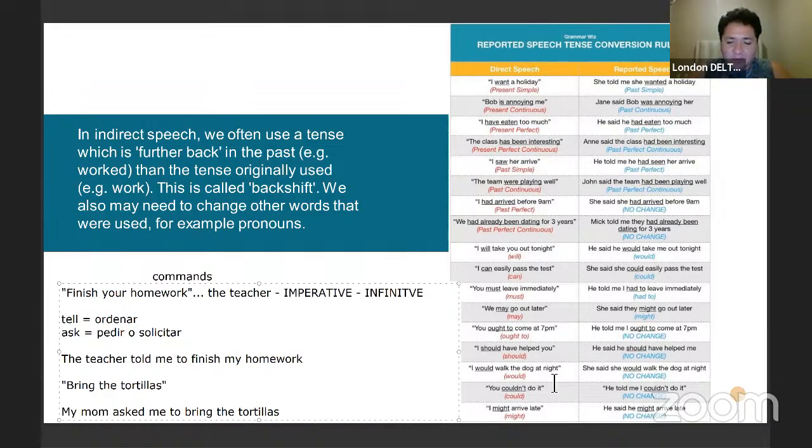A ver, ¿cómo harían en reported speech esta oración? Don't do that. Digamos que eso lo dice su padre, father, los días. My father, y ustedes completen. El padre dice, no hagas eso, don't do that. ¿Cómo lo utilizamos en reported speech?